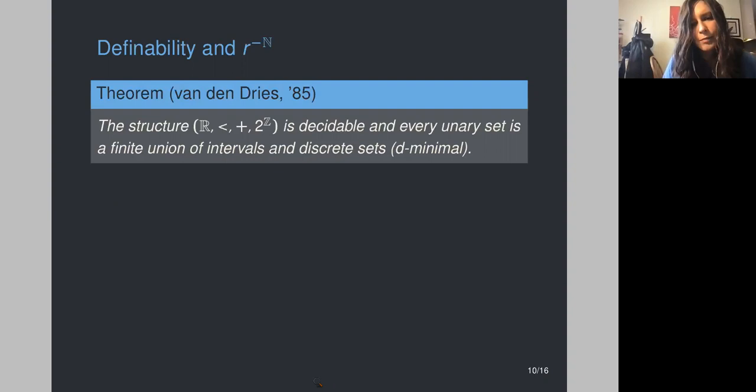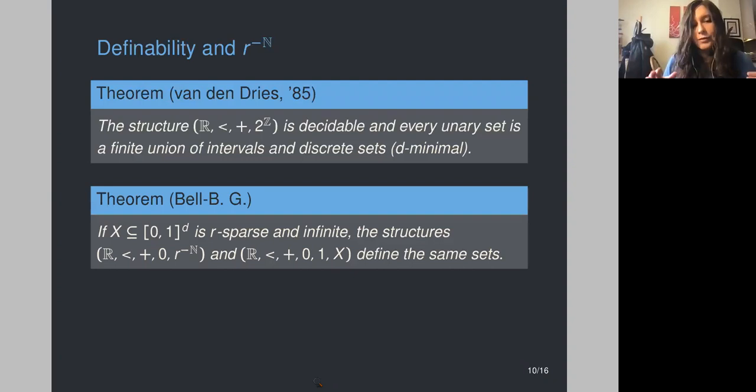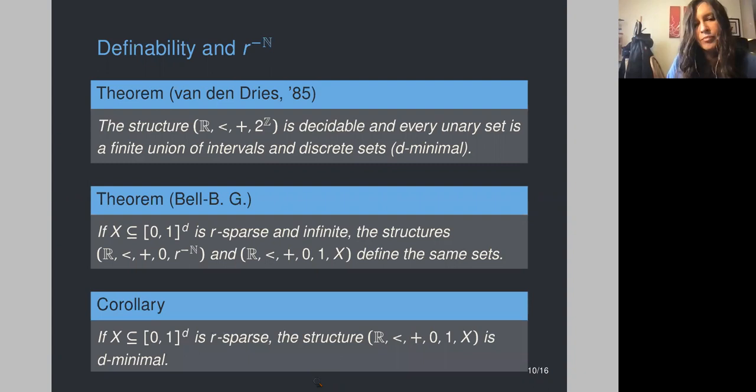One of the things Jason and I show is that if you take X in [0,1]^d, the d-dimensional unit box, and X is R-sparse and infinite, then the expansion of the real ordered additive group by a predicate for that set defines exactly the same sets as the expansion of the additive group by R to the minus n. And so as a corollary, we get that for R-sparse subsets of [0,1]^d, the expansion by a predicate for that set is d-minimal.